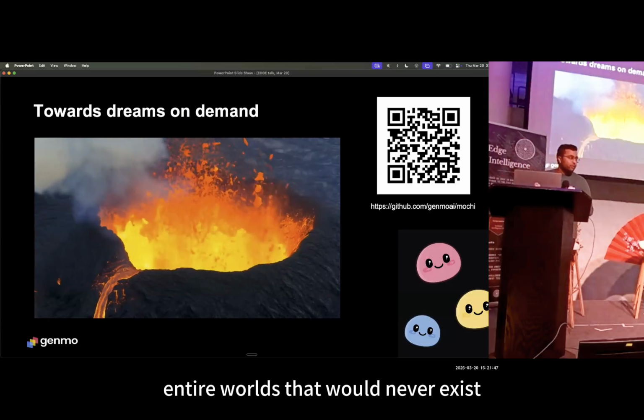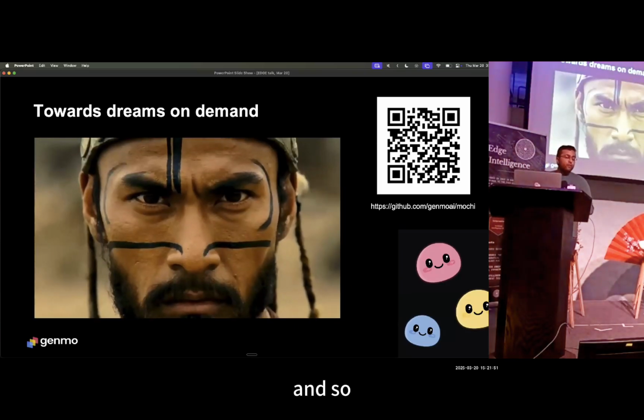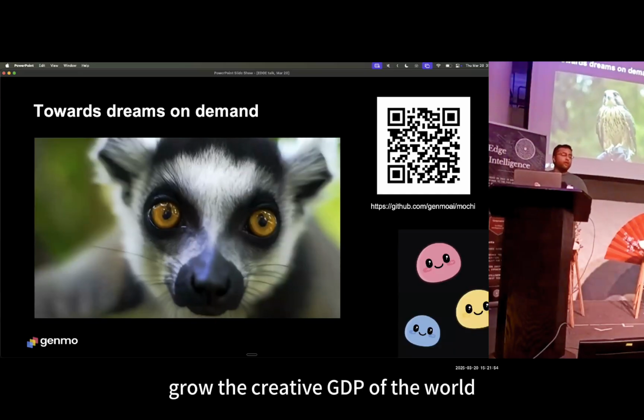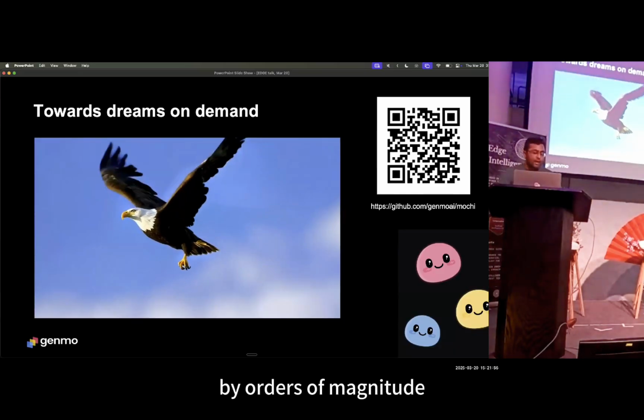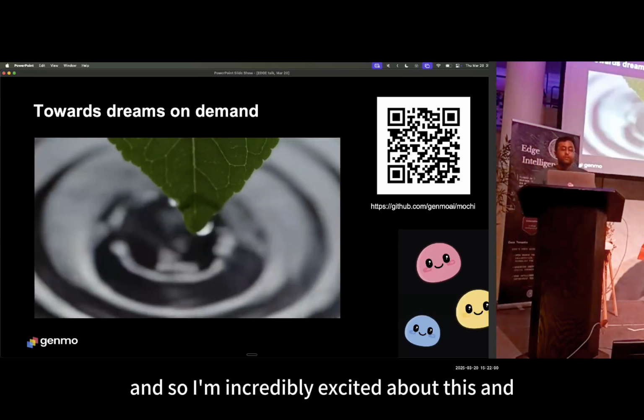This is going to create entire worlds that would never exist had it not been for this technology. My belief is that this will grow the creative GDP of the world by orders of magnitude and make us a net more creative species overall. And so I'm incredibly excited about this.